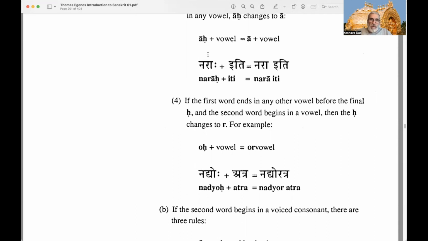The Visarga just drops out. So here's the example in Devanagari, Naraha, which is the nominative plural of Nara, a man, so men. So Naraha iti. Iti begins with short i, and therefore, because it's a long a Visarga followed by a vowel in the second word, the Visarga just drops out.